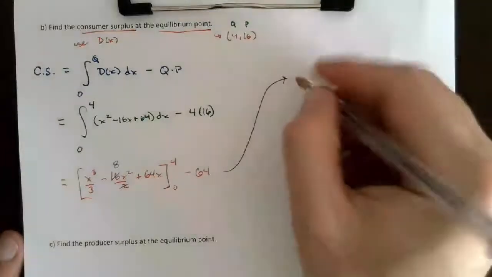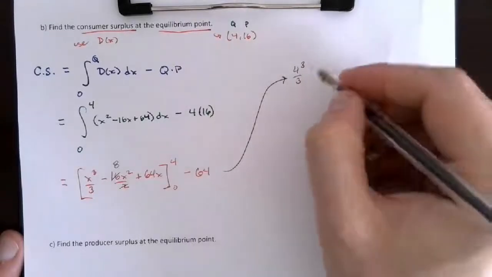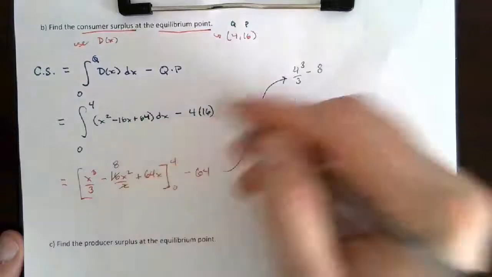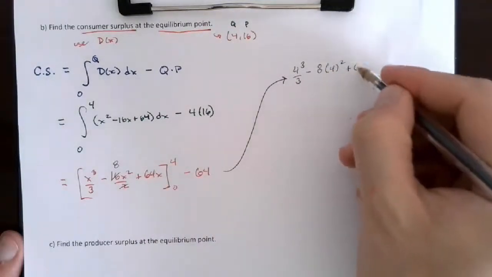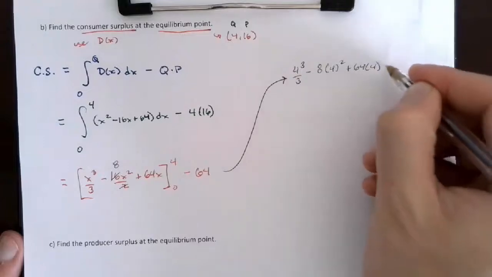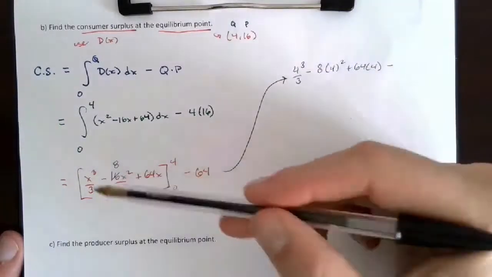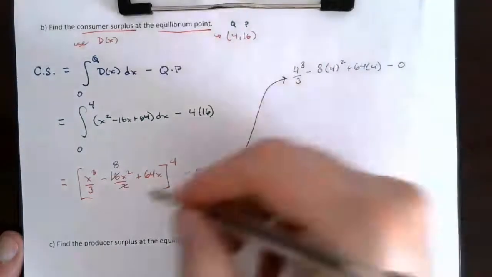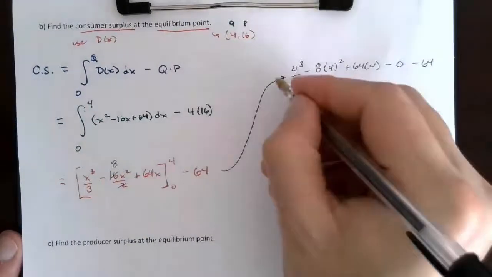Substituting in 4, the upper limit of integration, we would have 4 to the third over 3 minus, this is 8 times x squared now, so minus 8 times 4 squared plus 64 times 4, minus substituting in 0. Substituting in 0 into this, you get 0 to the third minus 0 squared plus 0, which is all going to be 0. So minus 0. Make sure you check that though. And then minus 64.